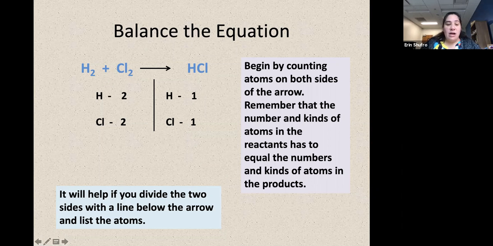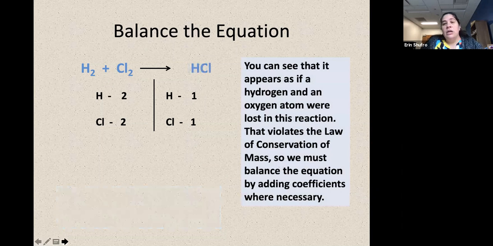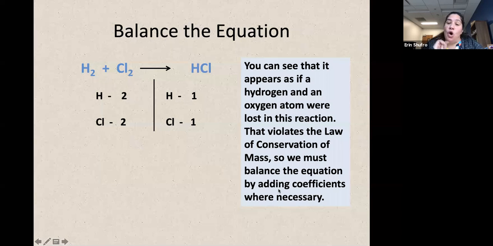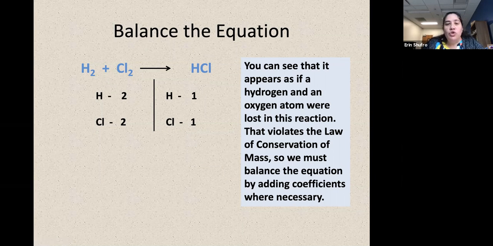So we need to balance our equation, okay? You can see that it appears as if a hydrogen and a chlorine were lost in this reaction. So we have to balance. And remember that you can only balance by adding coefficients. We cannot add subscripts. So you cannot come here and just put a little 2 here and a little 2 here, right? The only thing you can change are the coefficients.